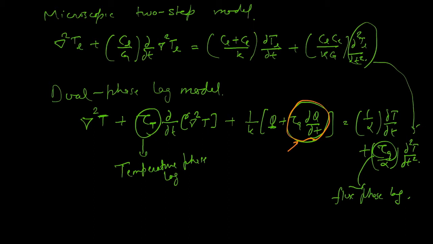This tau q by k, so it becomes tau q by k dq by dt, and this was our real heat source which is applied to the system. So both equations are pretty similar. Now, in the dual phase model, people attach significance to this temperature phase lag and the flux phase lag. We would come to this flux lag part in a bit, so maybe we would talk about next what the flux lag is.